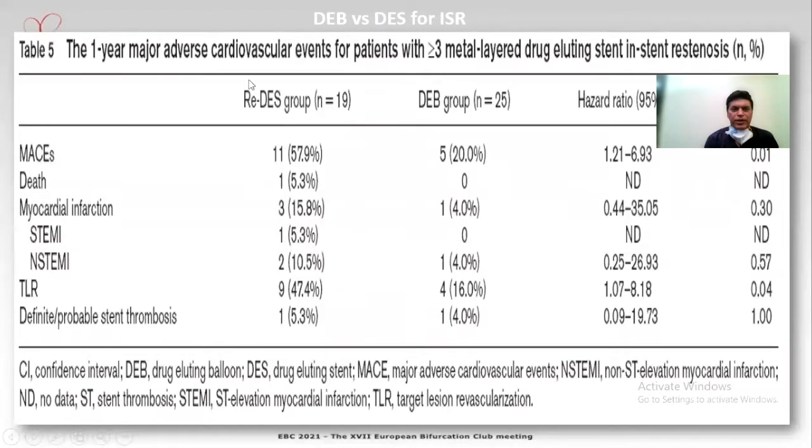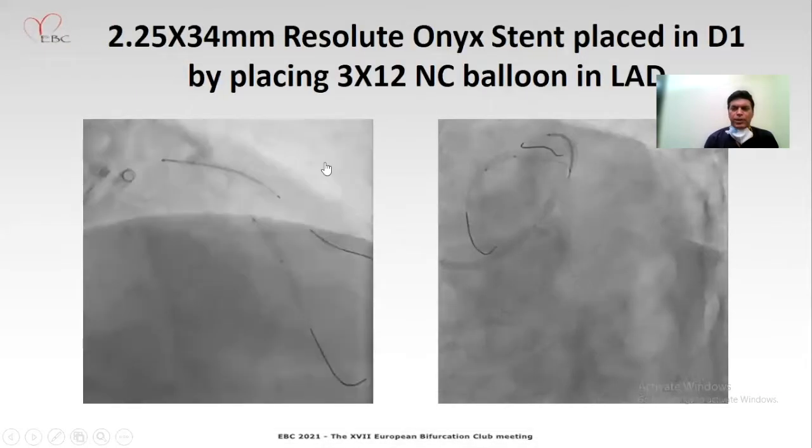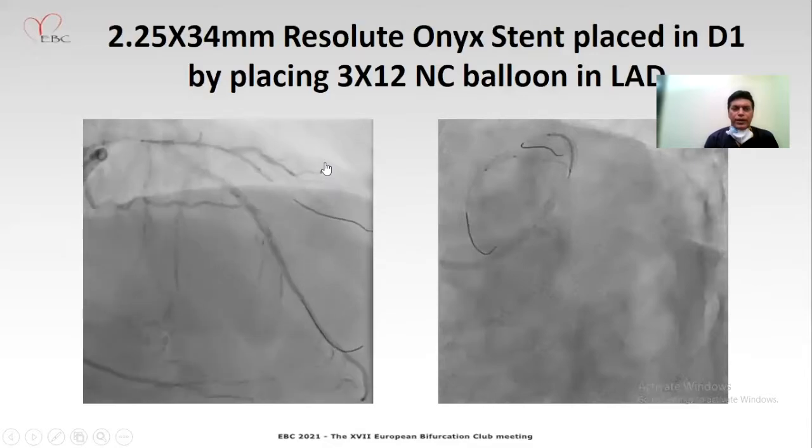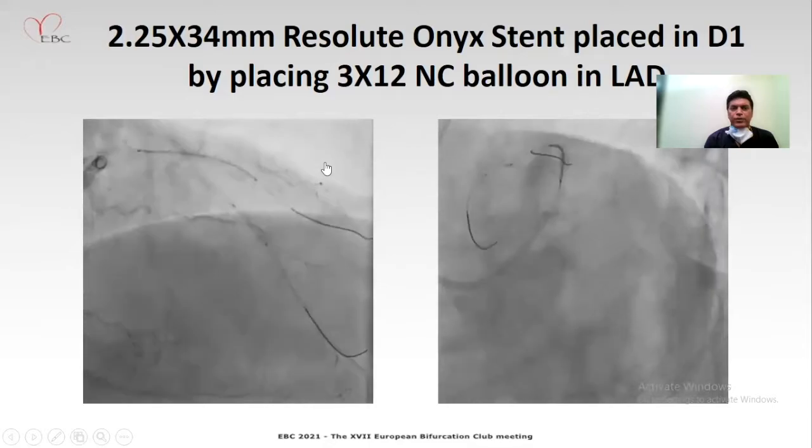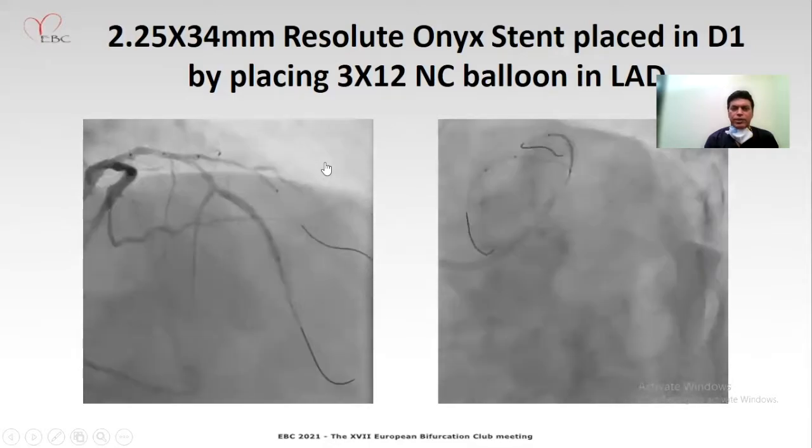Here they compared the 1 year MACE rate for patients who underwent more than 3 metal layer drug-eluting stents for ISR. In RIBS V, you see the MACE rate 57.9% versus 20% in the DCB group. That means results are far better with the DCB group. Then again, pre-dilatation of the LAD, and subsequently we implanted a 2.25 by 34 Resolute stent in D1.